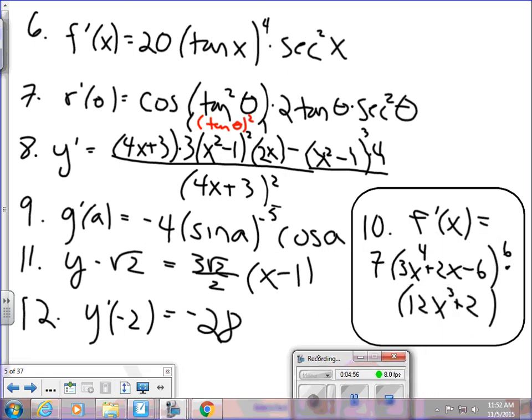I'll just, because it's to the side and I wanted you to see it. So 8 is the quotient rule.